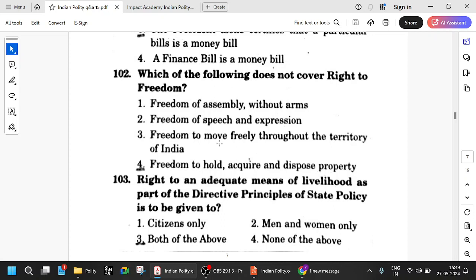So remember, all these are Article 19 subsections also. This is subsection 1, and this is 2, and this is 3 or 4, I think.